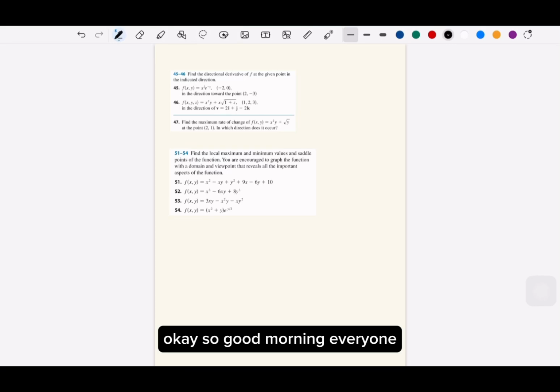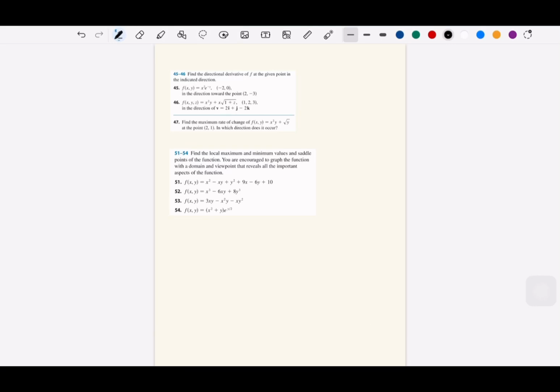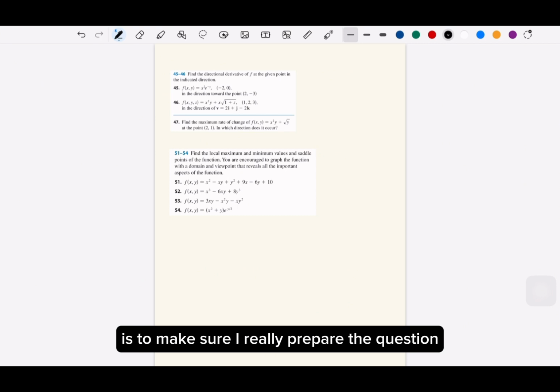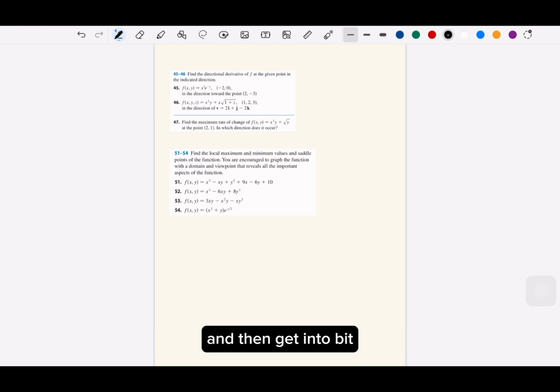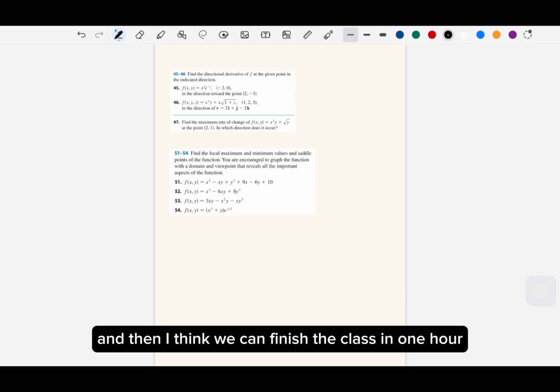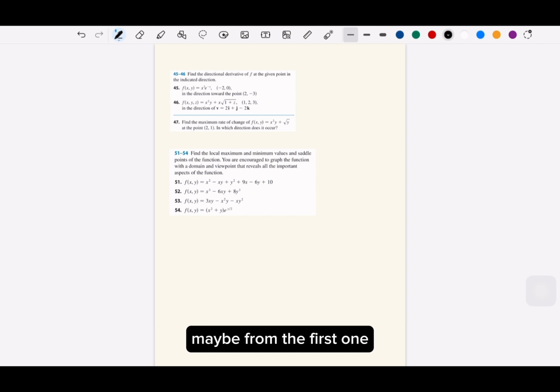Good morning, everyone. So tomorrow is the quiz, right? Just to make sure, I already prepared the questions. Maybe today I will review one or two questions and then get into the double integral a bit. And then I think we can finish the class in 1 hour. So maybe two questions from here, maybe from the first one about the directional derivative and about the local minimum value.